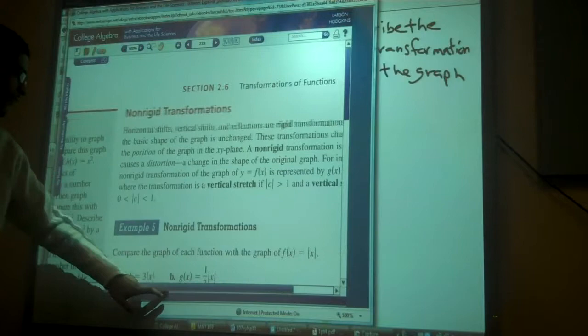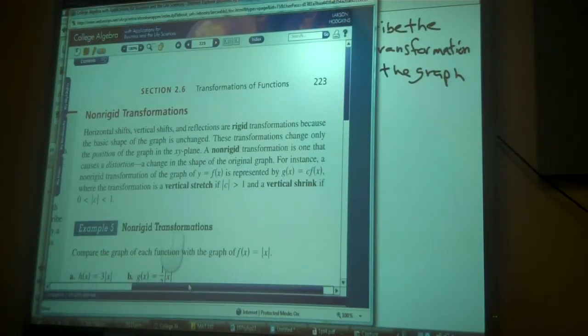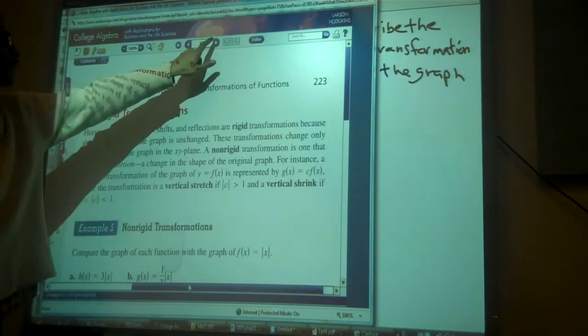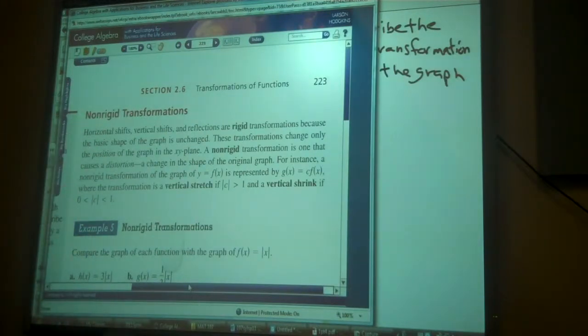All right, here's where it gets a bit complicated. Everything we've done so far fits under the category of rigid transformation because we didn't affect the shape of the graph. But we could affect the shape of the graph. It's called a non-rigid transformation. We can take and stretch the graph or shrink the graph, both vertically and horizontally.